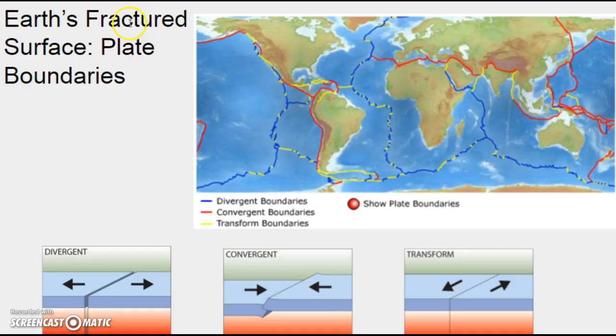We can also study these waves on the Earth's surface. The Earth's fractured surface, when we talk about plates, we'll really talk about plate boundaries. We can talk about divergent boundaries, these are in blue. We can talk about convergent boundaries, which are in red. And we can talk about transform boundaries, which are in yellow. And you'll find that where we find plate boundaries, we find a very active region of the Earth, particularly in terms of earthquakes. We also find volcanism here as well.